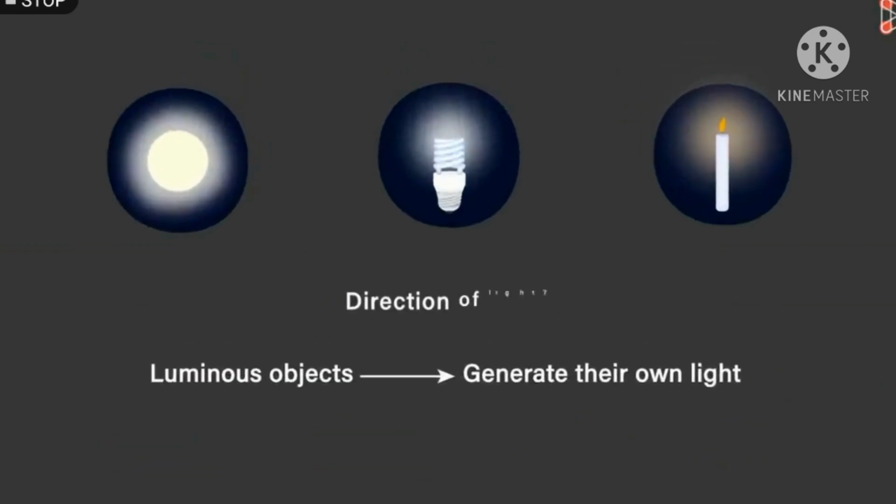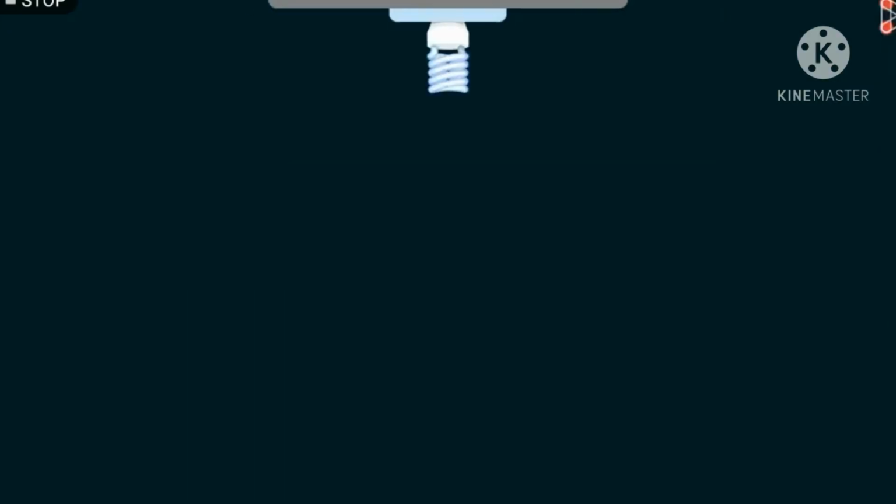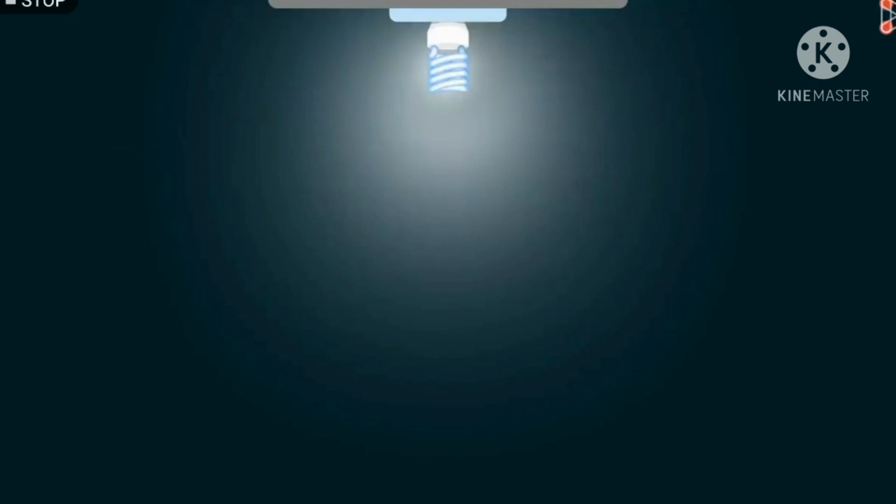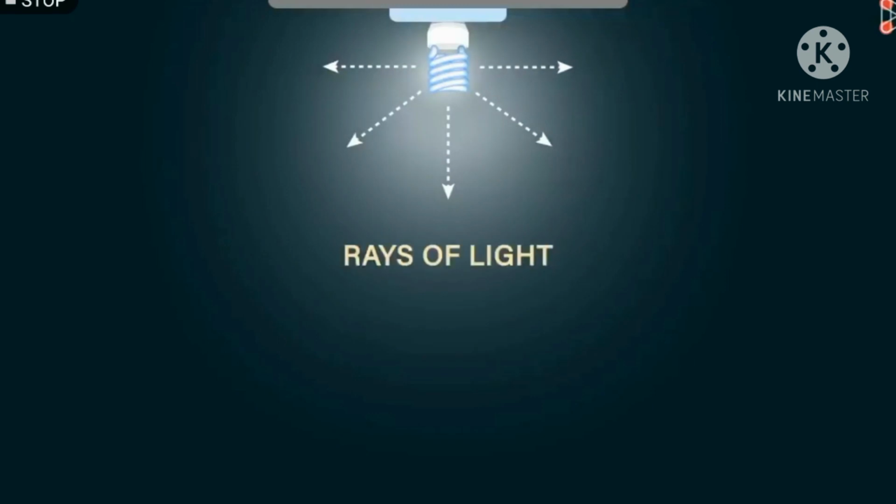In which direction do the luminous objects emit their light? They emit light in all the possible directions. Consider a fluorescent bulb which is glowing. It is emitting light in all the directions. Let us denote each direction with a straight line and an arrow on it pointing in the direction where the light is traveling. So all these arrows represent various paths along which light is traveling. These arrows are what we call rays of light.